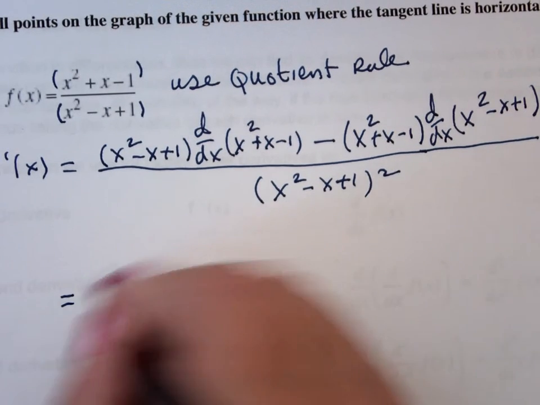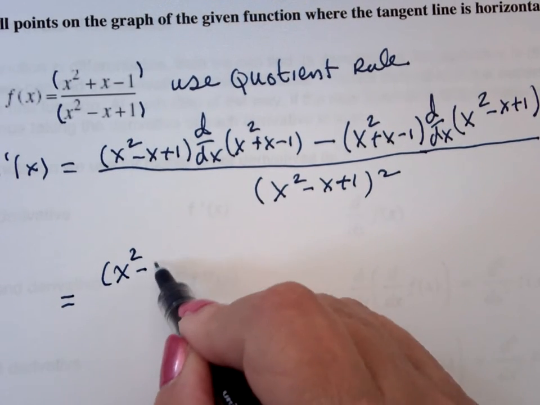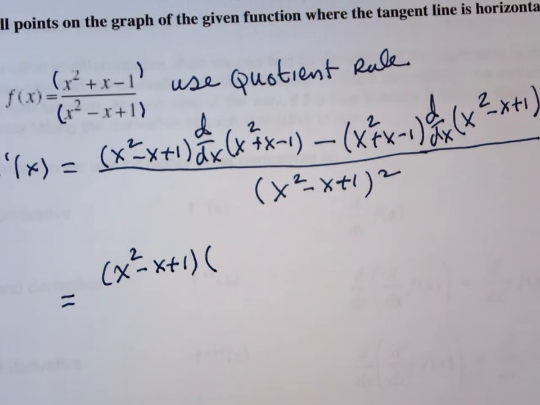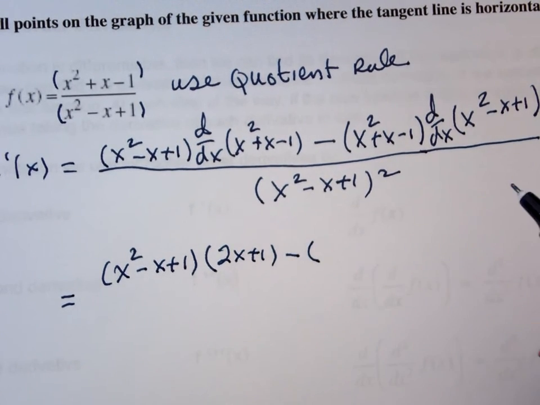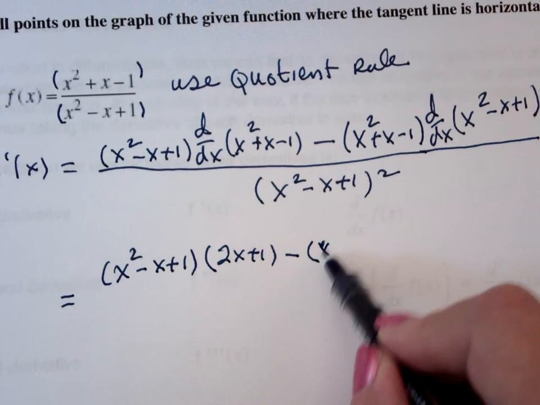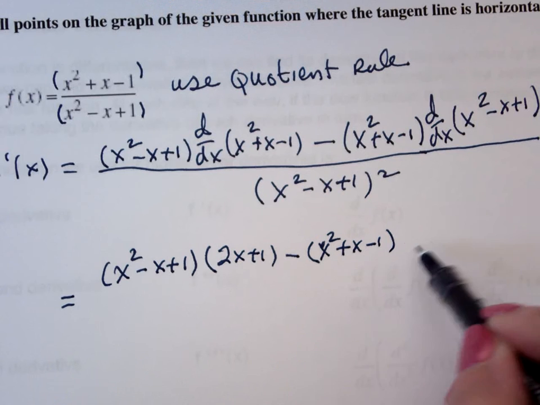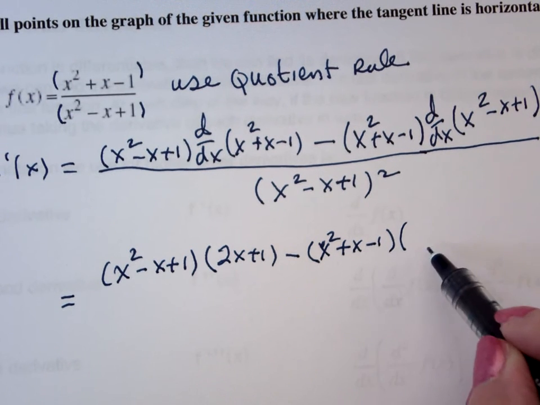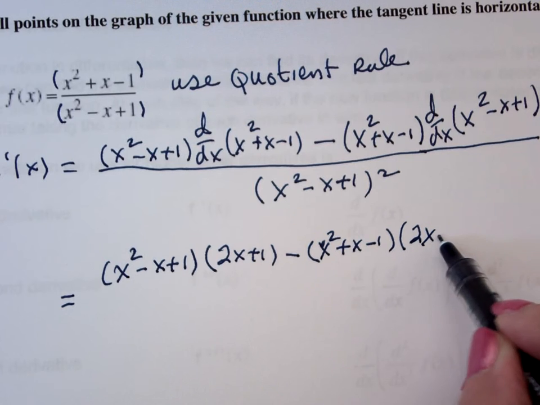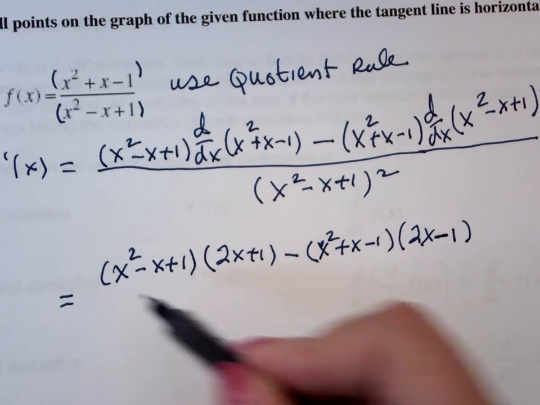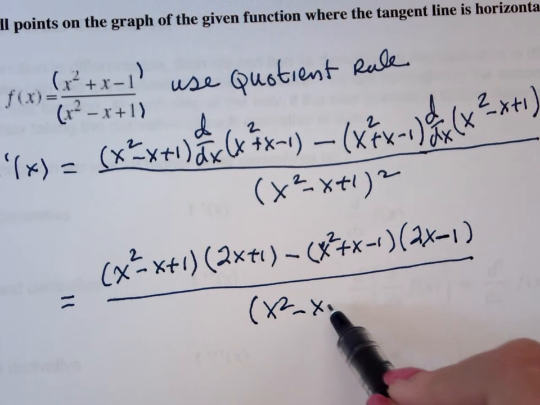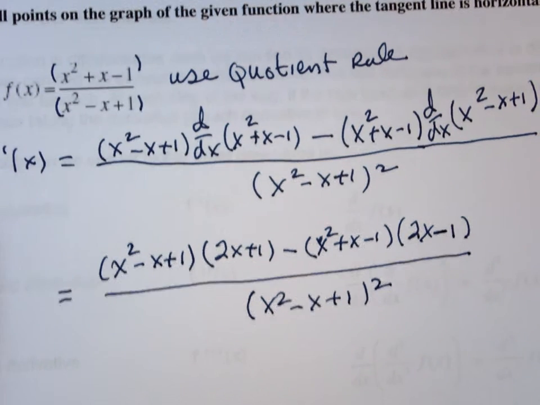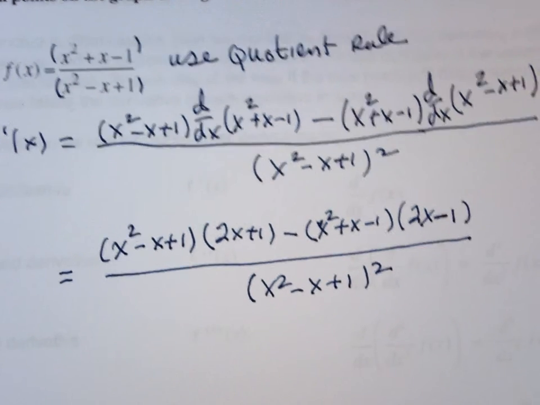So here we go. The numerator times the derivative of x squared plus x, which is 2x plus 1, minus the denominator times the derivative of the numerator, which is 2x minus 1, all over the denominator squared.